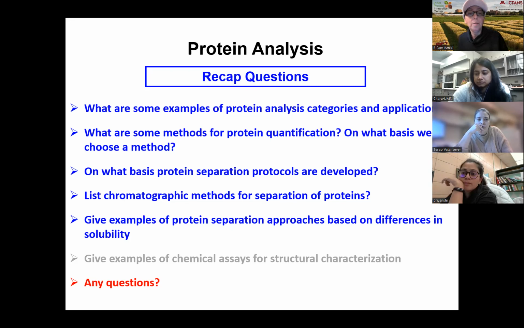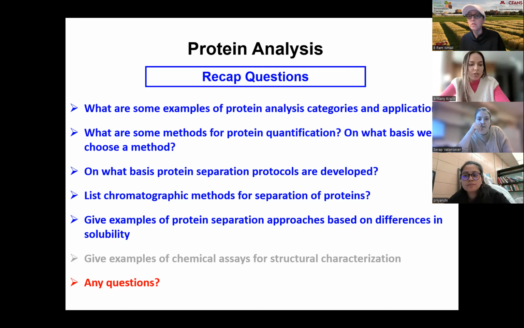Okay. Can you list some chromatographic methods to separate proteins? Size exclusion.